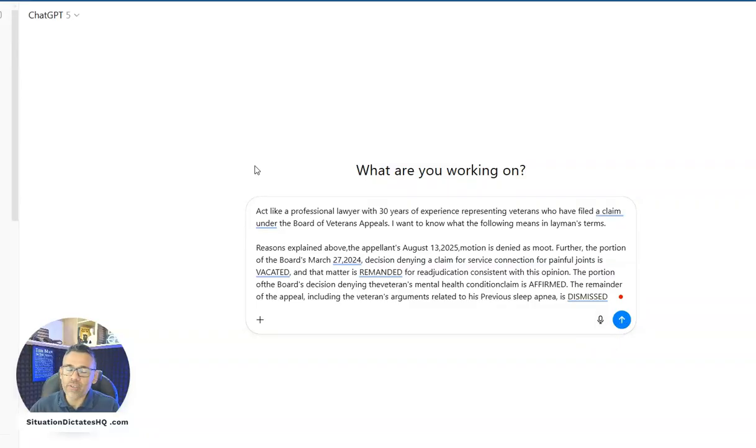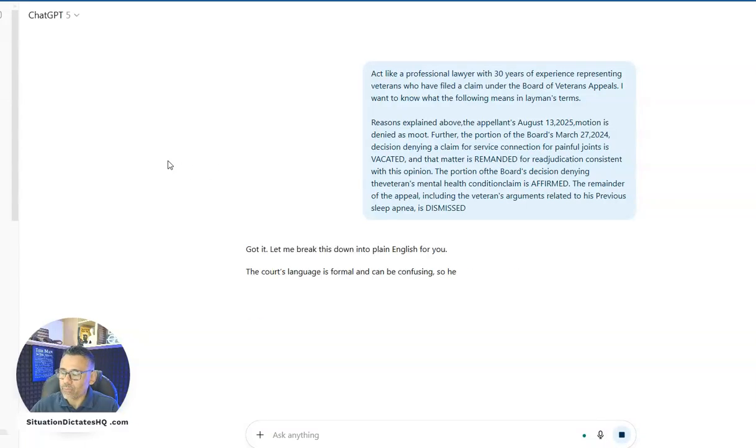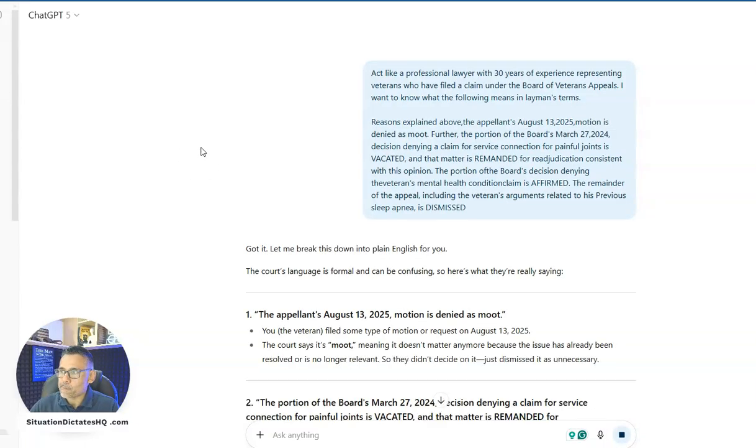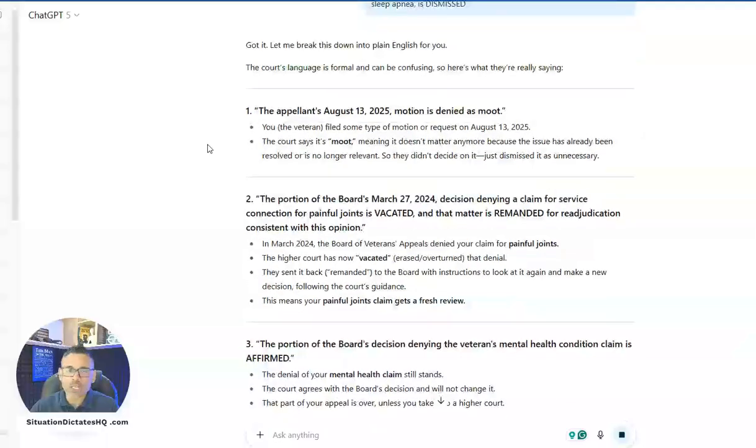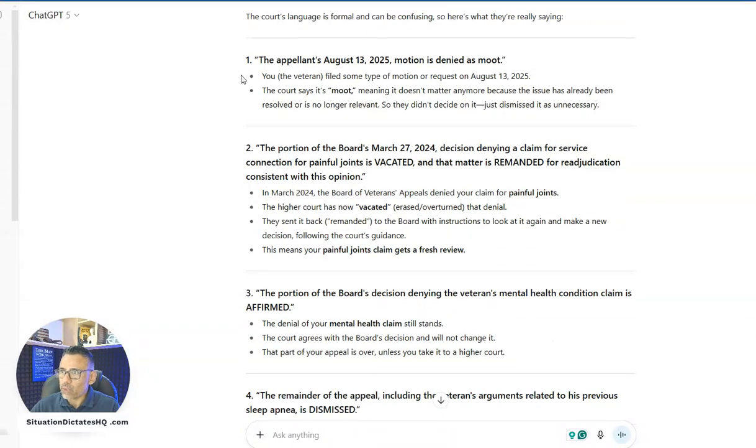So you saw previously what my GPT produces. Let's see what this one produces here. I don't think I mentioned layman's terms in my GPT, but that's okay. So you'll see the difference between the two. So the appellant August 13, 25 motion is denied as moot. The veteran filed some type of motion or request on August 13th. The court says it's moot, meaning that it doesn't matter anymore because the issue has already been resolved or is no longer relevant. So they didn't decide on it, just dismissed it as unnecessary.